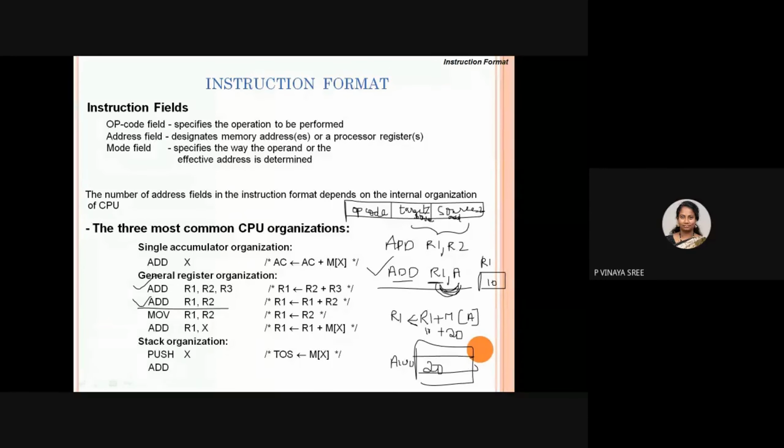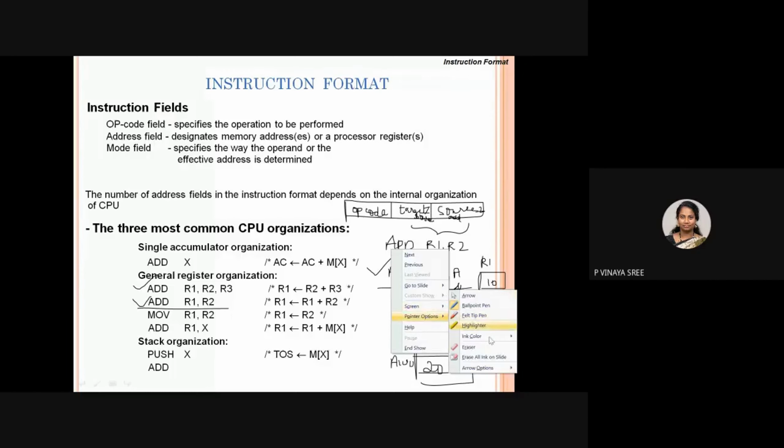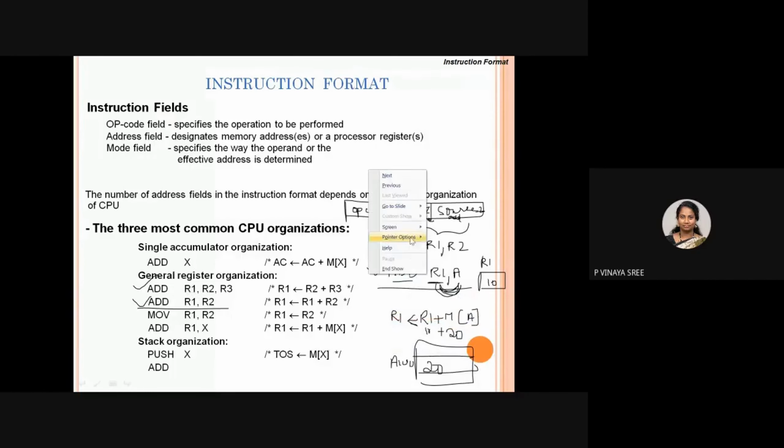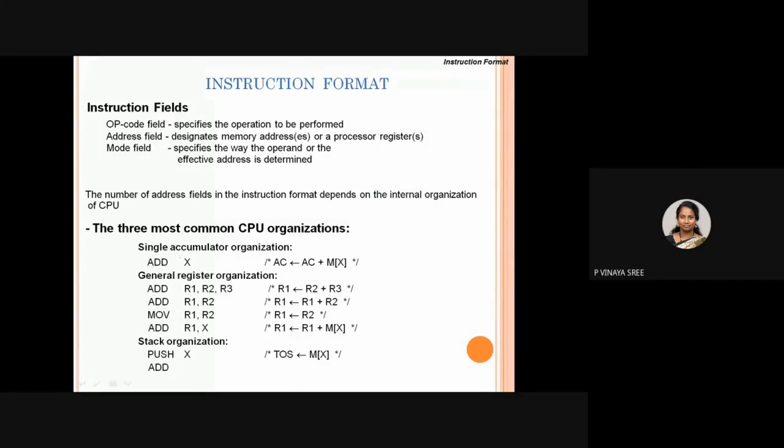So a single accumulator organization comes under the one address instruction format. In a general register organization, we have two types of instruction formats, the two address instruction format and the three address instruction format. Now coming to stack organization, the CPU internally considers the instruction format as the zero address instruction format. We use stack operations for performing instruction execution.